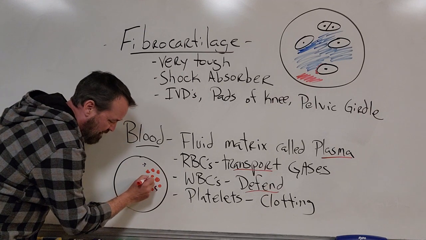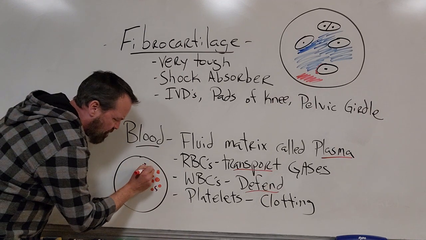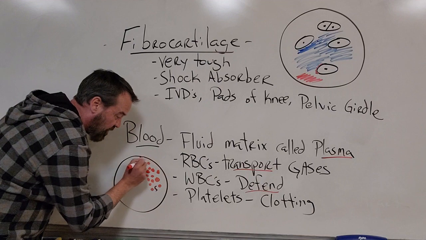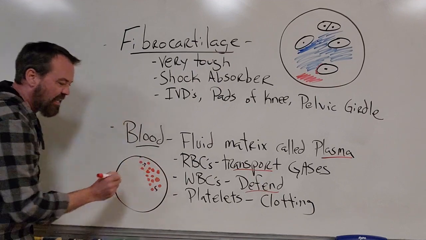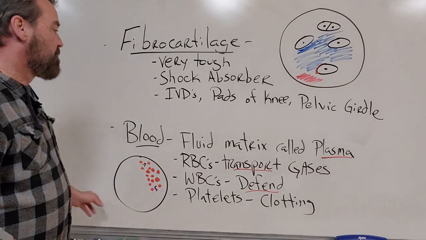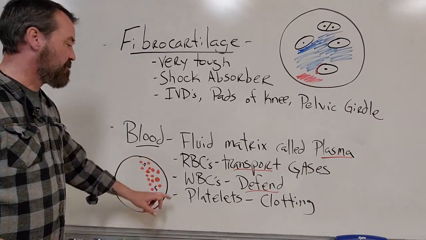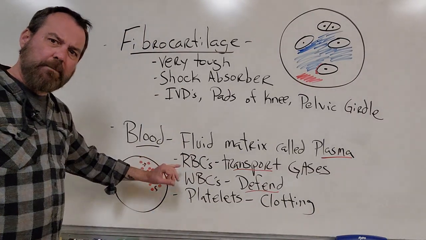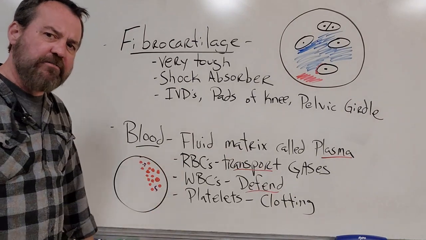Blood is really one of the easiest ones to recognize. Everyone kind of knows what blood looks like or what blood should look like. And so once we start filling that in, it becomes super easy to identify. So let's know fluid matrix, plasma, transporting and defending, red blood cells, white blood cells, platelets, and what each of them do.